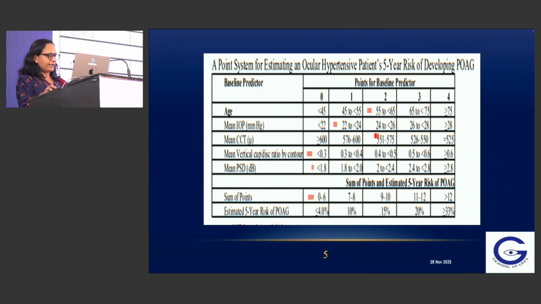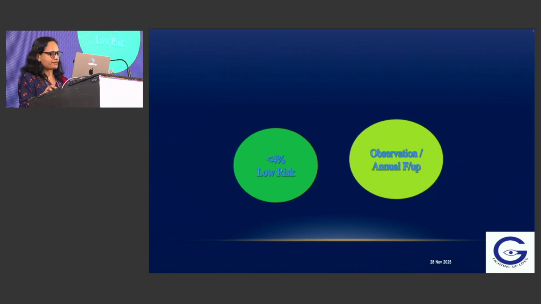If you add the points, the sum comes to 5, and the estimated 5-year risk is less than 4%. So this is a low risk patient, and you can observe. Initially you can do a 6-monthly follow-up to know how they progress, and then an annual follow-up should be enough.